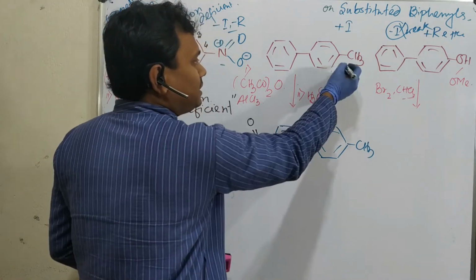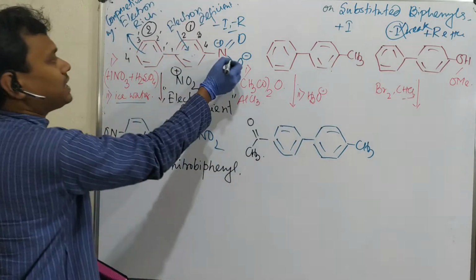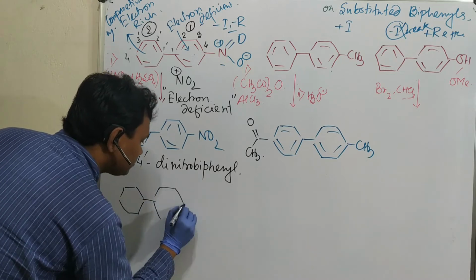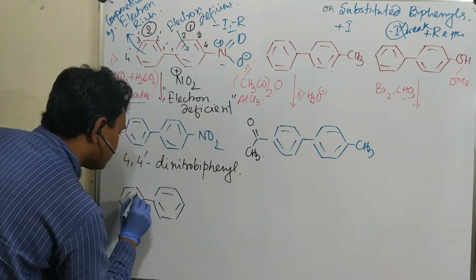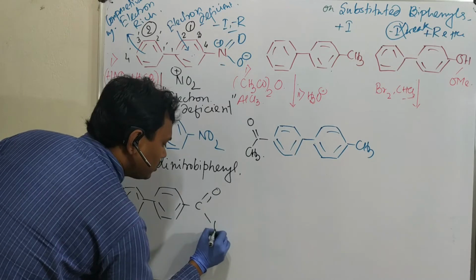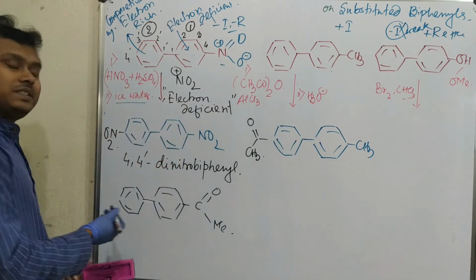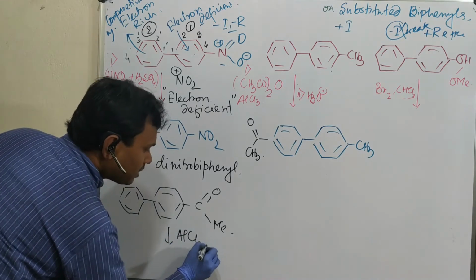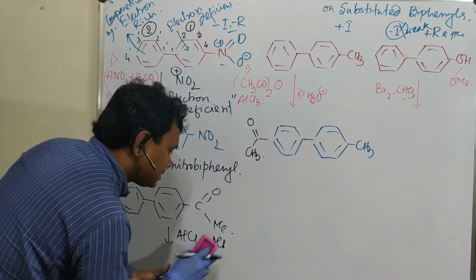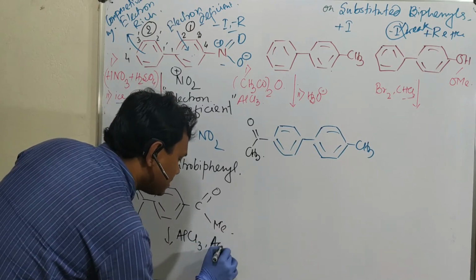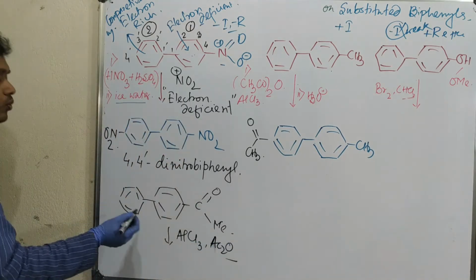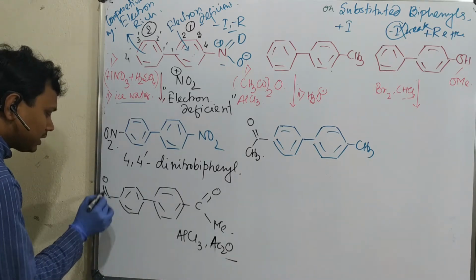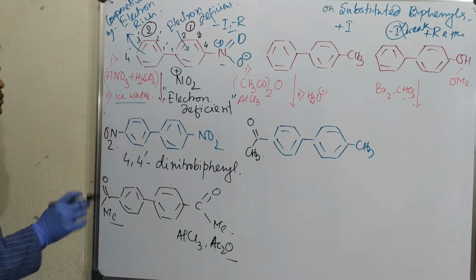Similarly, instead of that CH3, like this nitro, if it is taken about this, just what you have told, COCH3, and do the same thing, what will it result? AlCl3 and Ac2O, acetic anhydride and aluminum chloride, Friedel-Crafts acylation. So what will be the product? Then the product would have been this. Okay, so keep it in mind. This example I should also mention.